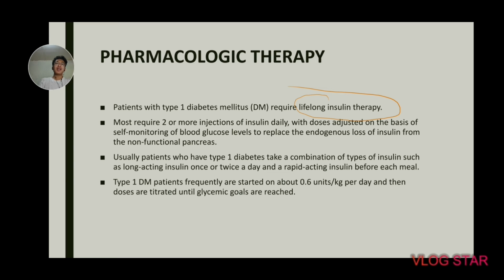Usually patients who have type 1 diabetes take a combination of types of insulin, such as a long-acting insulin once or twice a day and a rapid-acting insulin before each meal. These type 1 DM patients are frequently started on about 0.6 units per kilogram per day, and these doses are titrated until glycemic goals are reached.